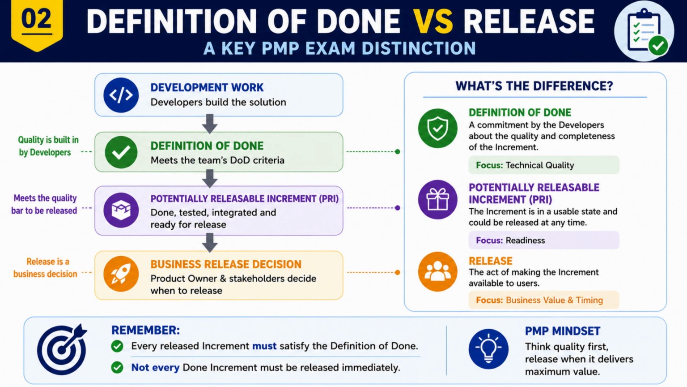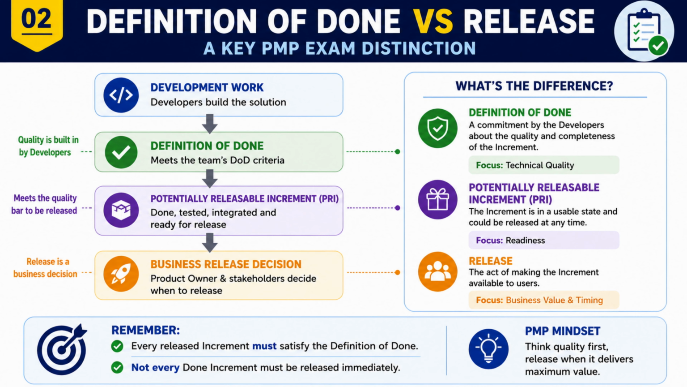But here's the key distinction. Being done does not automatically mean it will be released. The decision to release is a business decision, not a technical one. The product owner, together with appropriate stakeholders, decides when releasing the increment delivers the greatest value to customers and the organization. For the PMP exam, remember these two golden rules.